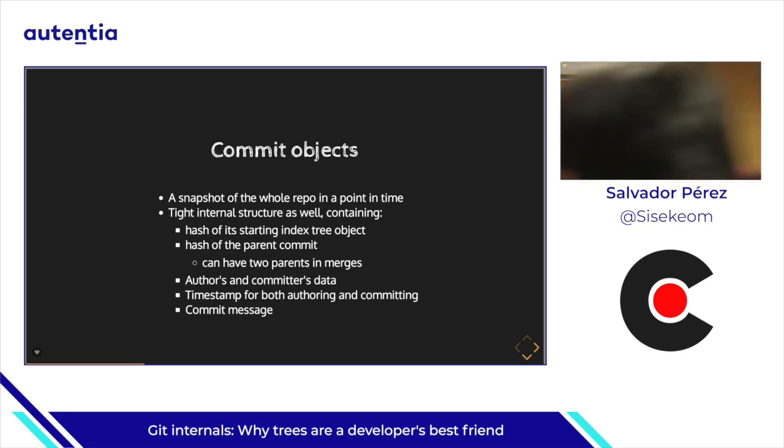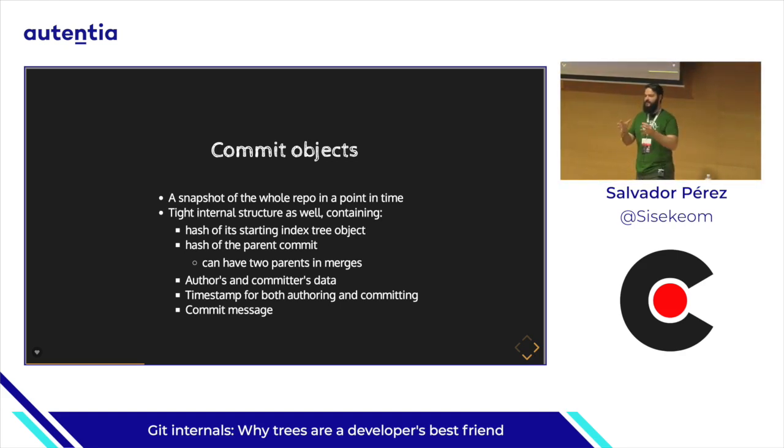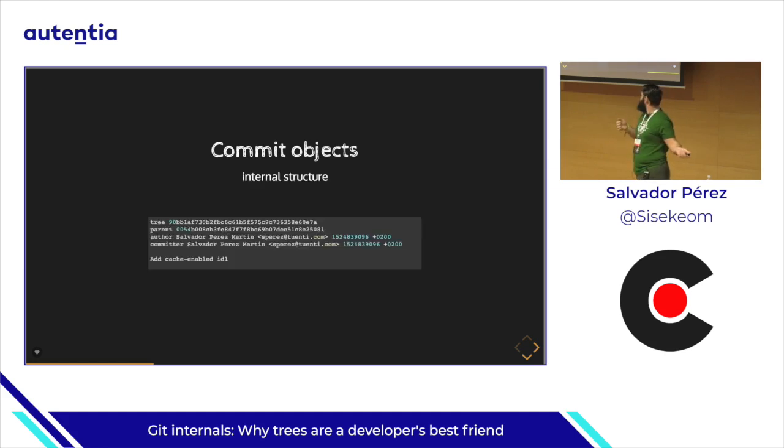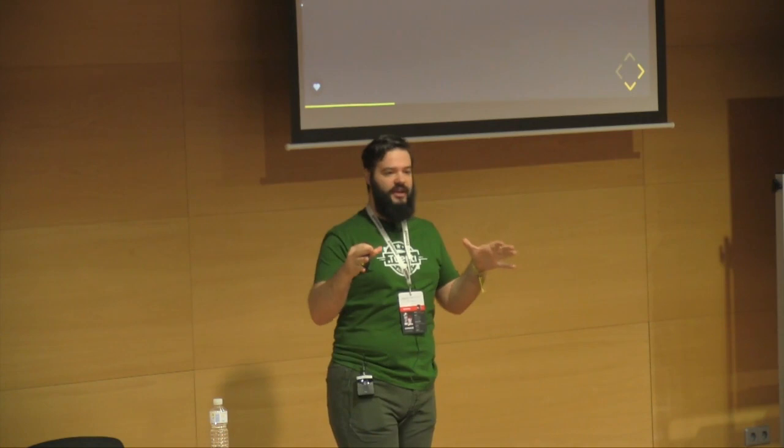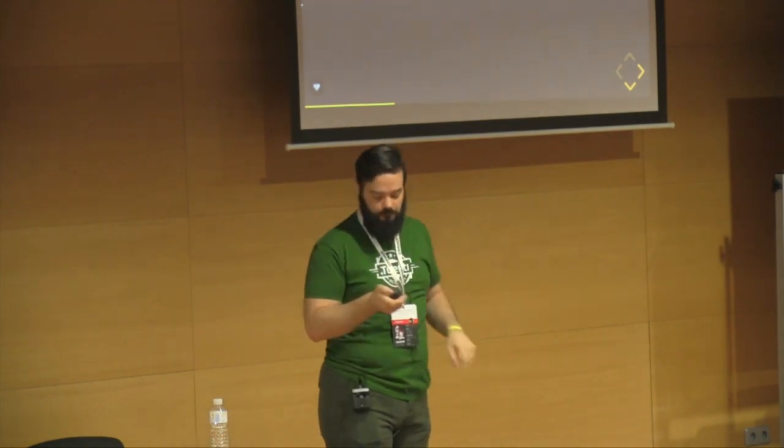Commits. Commits do have a very tight representation as well, because they contain data that Git needs to understand and parse. I think we will see better what it contains in the example here. It starts with a tree, so the hash of the tree, and the parent commit. So you could say the whole Git repository is just a graph, and in each node of the graph you contain a tree with the whole version you had at that point in time, because that's what commits are. They are a snapshot of your whole directory, of your whole repository, at a given point in time.